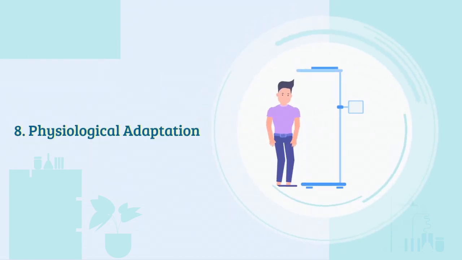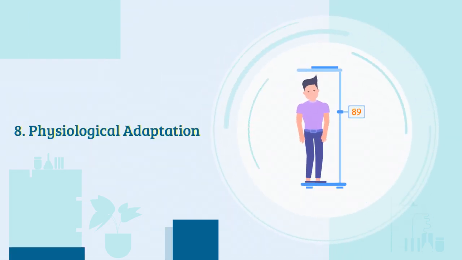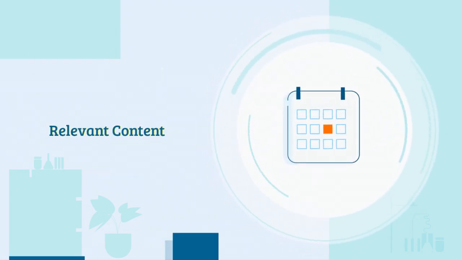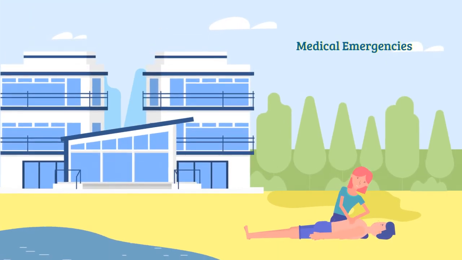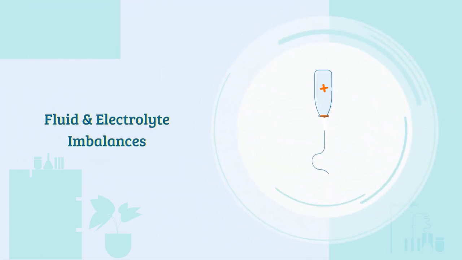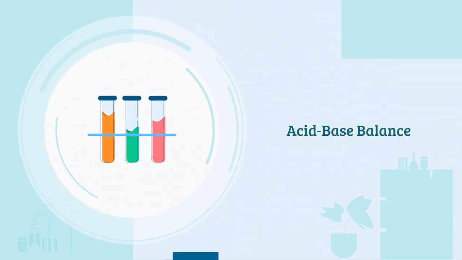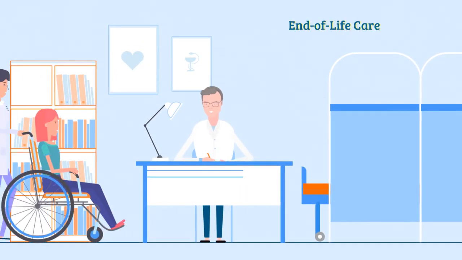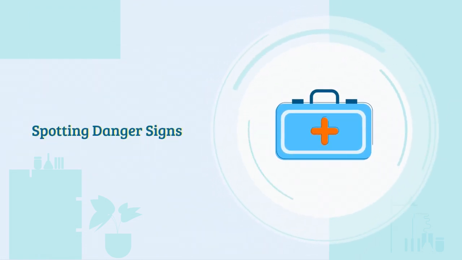8. Physiological adaptation. This covers body responses to illness. Medical emergencies, shock, CPR, seizures, fluid and electrolyte imbalances, acid-base balance, diseases like diabetes, asthma, end-of-life care. These are often priority questions. Learn to spot danger signs.